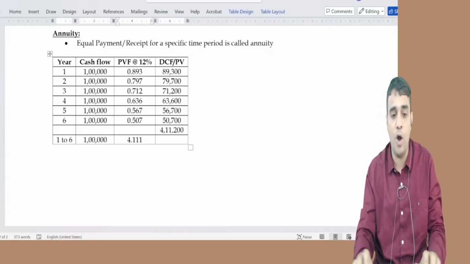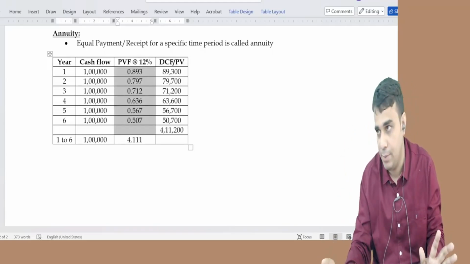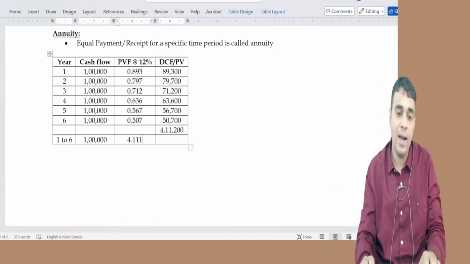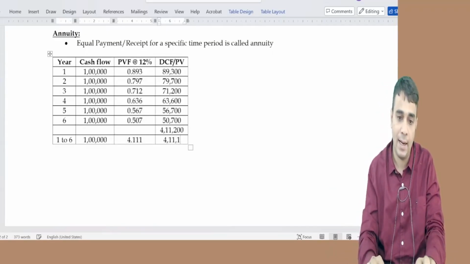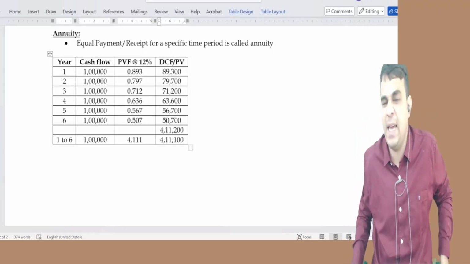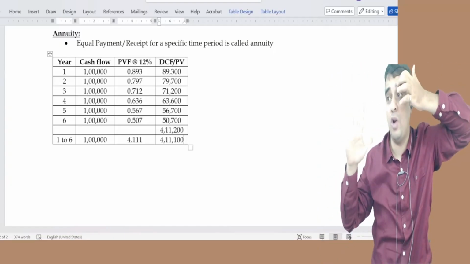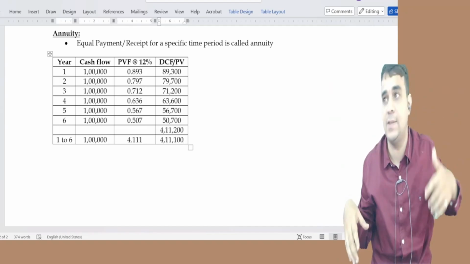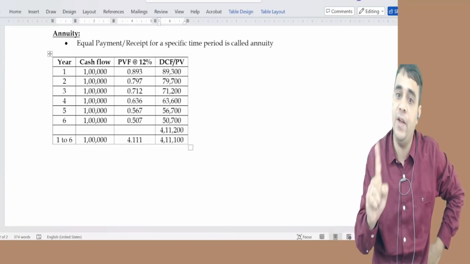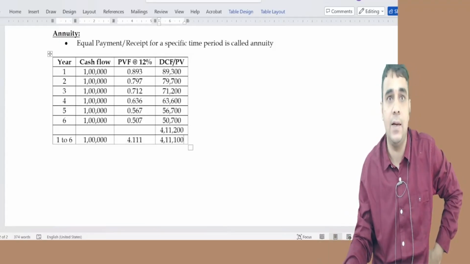4.111. What is 4.111? It is the total of all of these, though some rounding differences can be there. 1 lakh into 4.11 is 4 lakh 11,100. Why is there a difference? Because we worked with 3 decimals. In the calculator, no rounding off has happened. It has just put a total of all the 6 numbers, with zero rounding off, and in the end you round off. There, every year we did rounding off. That is why subtle differences come.